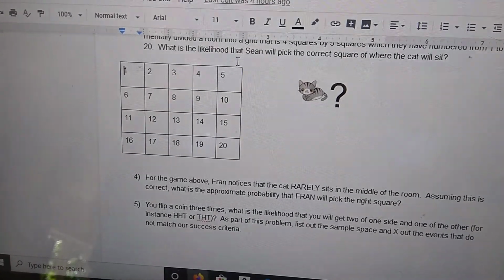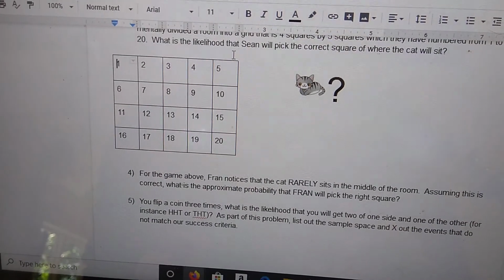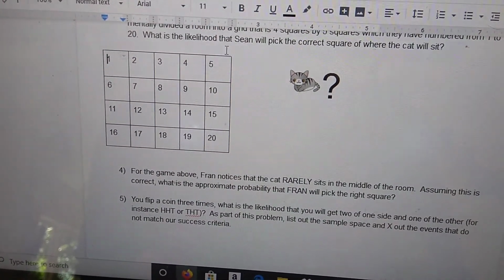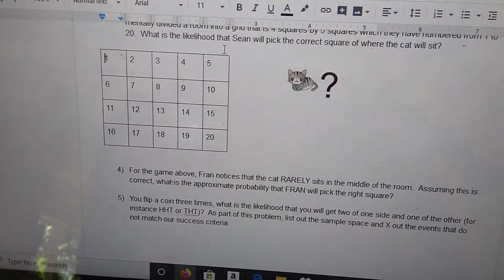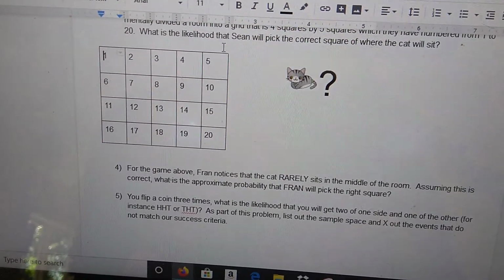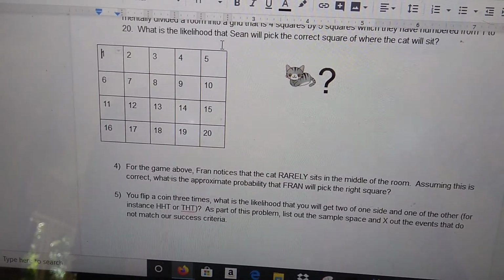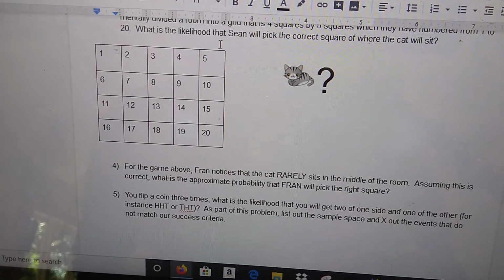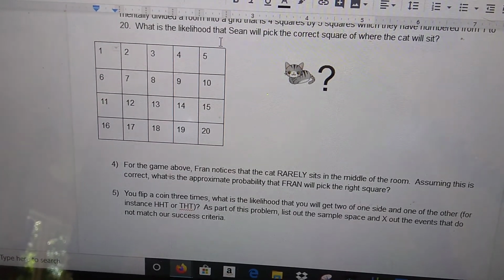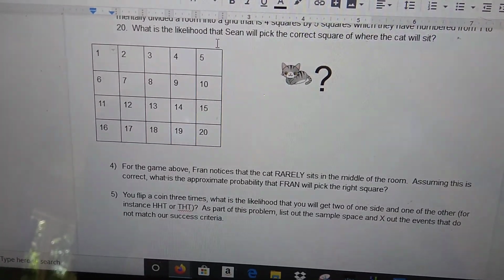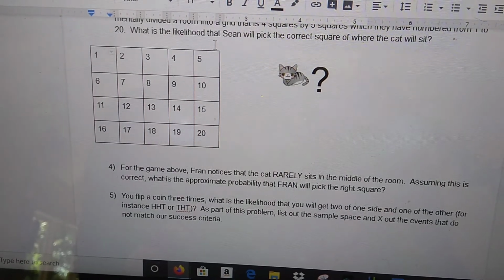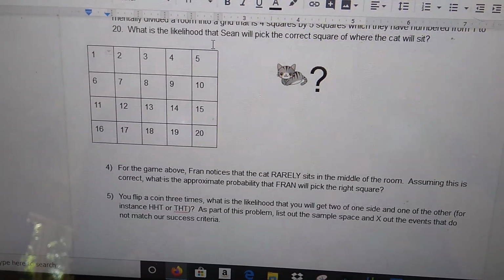And my last question, as I hit the 10-minute mark: you flip a coin 3 times. What is the likelihood that you will get 2 of one side and 1 of the other? For instance, heads, tails, tails, or tails, heads, tails. As part of this problem, list out the sample space and then cross out the events that do not match our success criteria.